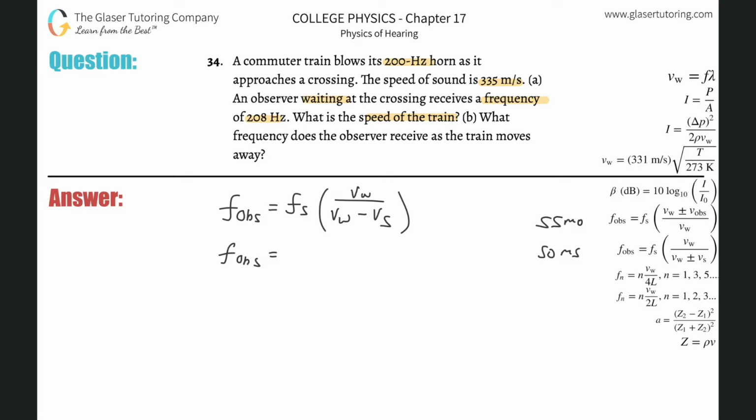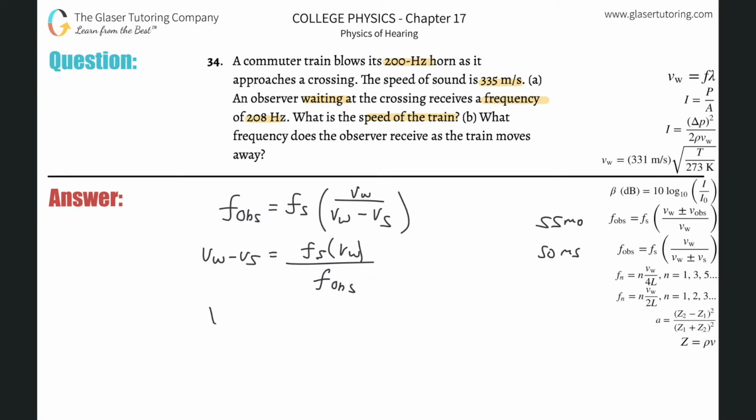So we can take Fs times Vw all over Vw minus Vs. Simply do a cross multiplication. I got to get Vs by itself, so I'm going to bring that on over, bring this on down. Great. And now I got to have a positive velocity of the source, so I'm going to add that on over to this side. That means I got to subtract this on over to the left.